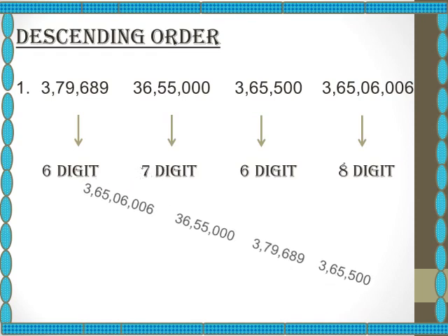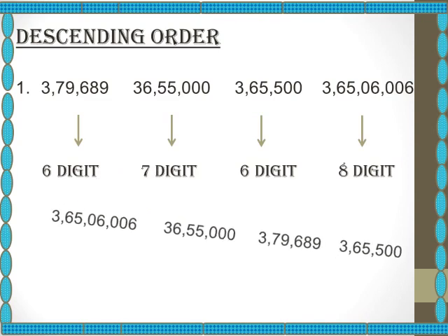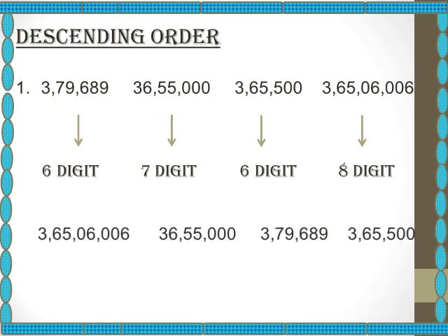First we write the 8-digit number, then the 7-digit number, then we have two 6-digit numbers. So when you compare the two 6-digit numbers, you find that 3,79,689 is greater than 3,65,500. So the third number is 3,79,689 and the fourth number is 3,65,500. This is how you arrange the numbers in ascending order and descending order. I hope you understand this topic.